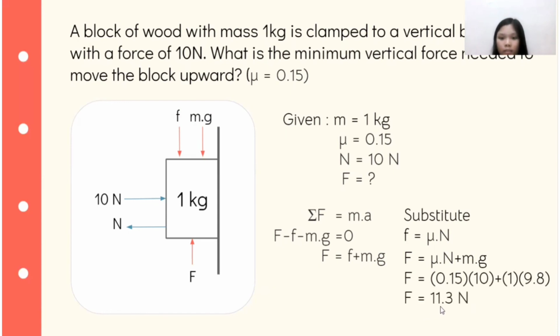Since this has three significant figures, we need to make it two significant figures, because here the smallest number of significant figures is 2. So we round it off and F equals 11 Newton. And this is the final answer.